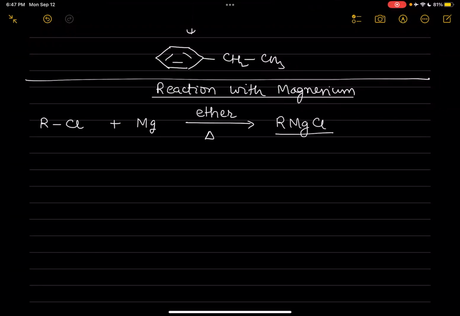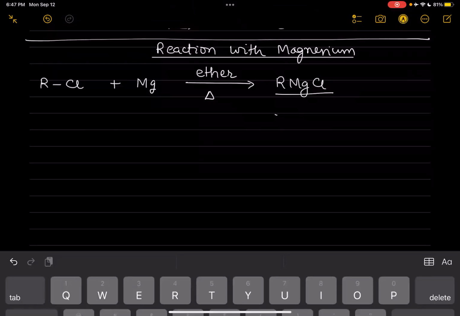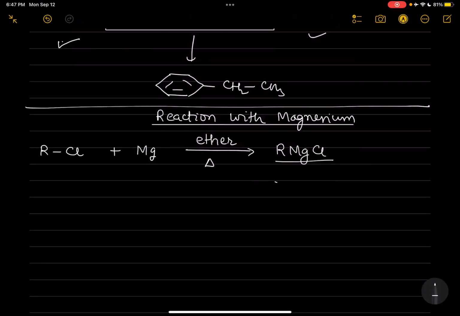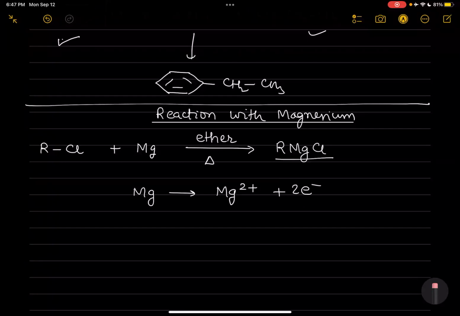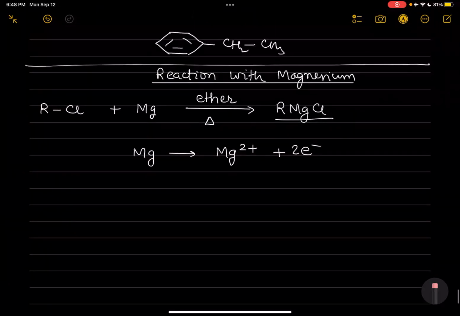So let me show you. Magnesium is a metal, and metals have a tendency to lose electrons. The atomic number of magnesium is 12, so 10 plus 2. Magnesium will give 2 electrons because it has 2 outermost electrons. Is it clear? Sodium is from group 1, an alkali metal, which has only 1 extra electron, so it loses only 1. Magnesium and calcium have 2 electrons extra than the noble gas, so they give 2 electrons and form a di-positive ion.